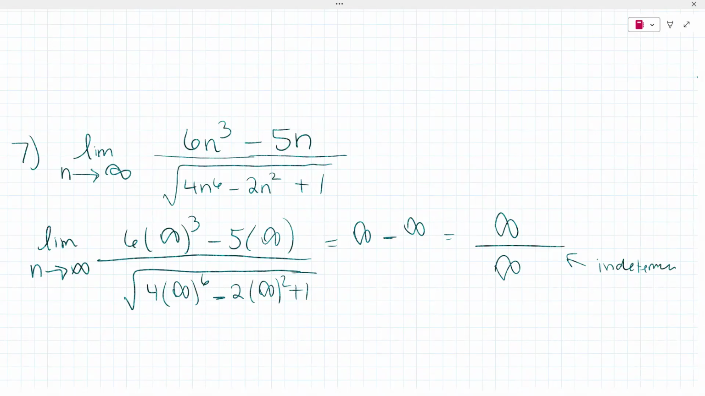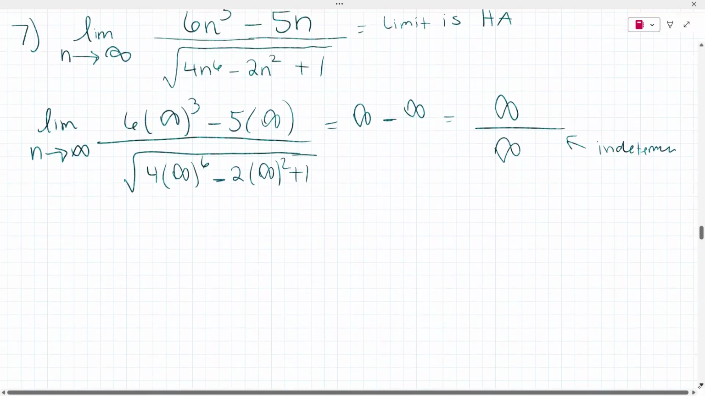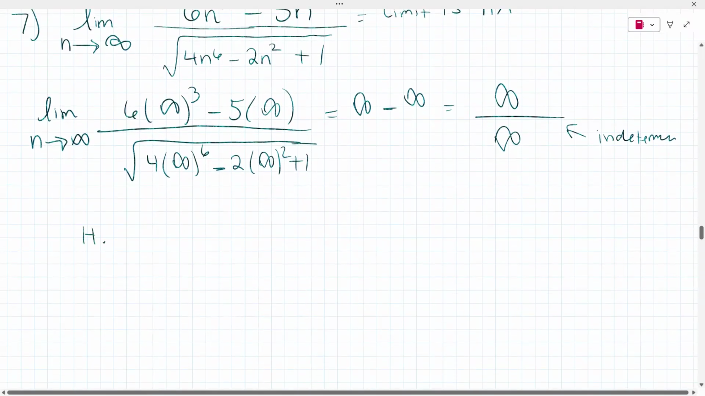What could we do? Well, what kind of equation do we have? This is a rational function, and our x value or our n value is not a real number, it's infinity. So you're dealing with rational functions and x is infinity. That's how I know it's related to a horizontal asymptote. So your limit is your horizontal asymptote. This is where you're going to need your three rules for horizontal asymptotes. So what is our horizontal asymptote?